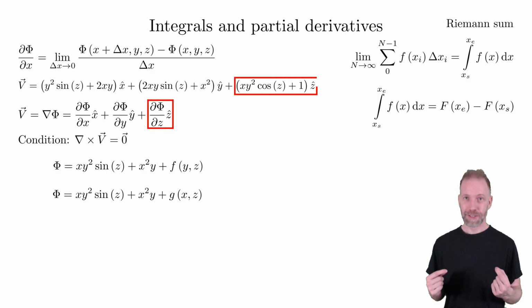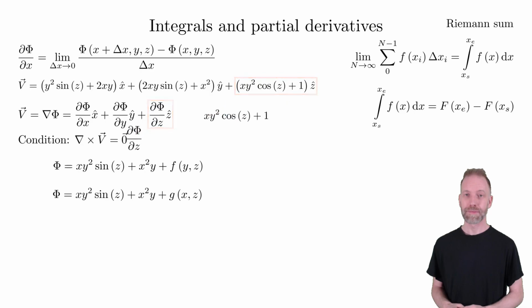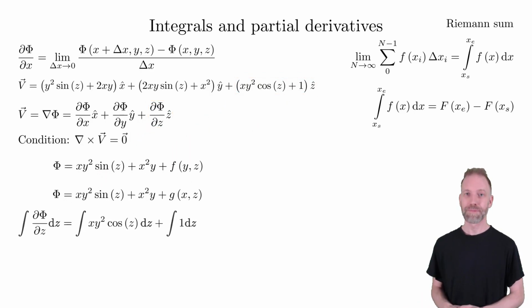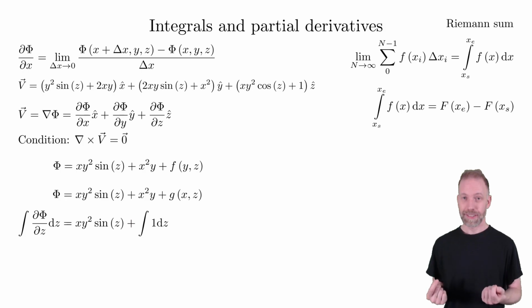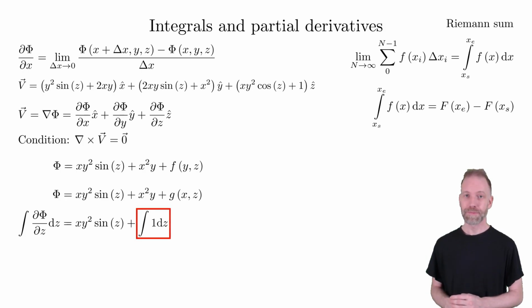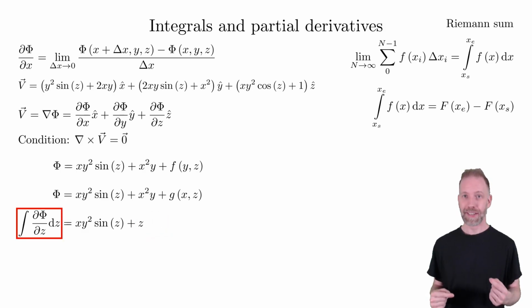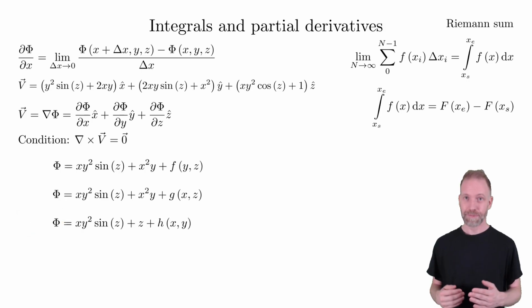And last, the z-coordinate, which we integrate again. This is a constant times cos z, where cos z integrates to sine of z. This is just z. And finally we get phi, with an integration constant as a function of x and y.